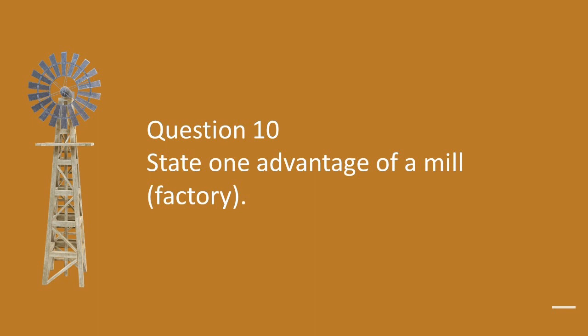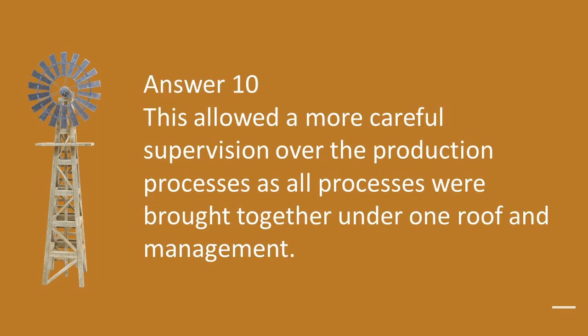Question number 10 is state one advantage of a mill or factory. Answer to question number 10: this allowed a more careful supervision over the production processes as all processes were brought together under one roof and management.